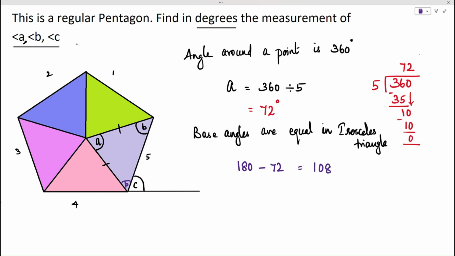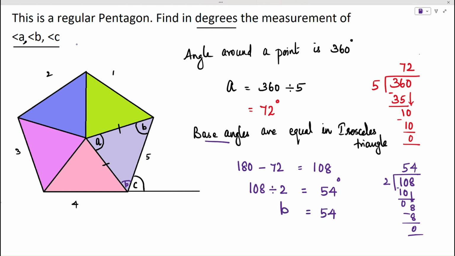Now, there are 2 base angles in our isosceles triangle, and both of these angles are equal. So, for this, we divide 108 by 2. And for this we get, so if we do our division, 108 divided by 2. 2 times 5 comes as 10. So a remainder of 0. We bring down our 8. And 2 times 4 is 8. This leaves us with 0. So we have our answer here as 54 degrees. So angle B is equal to 54 degrees.